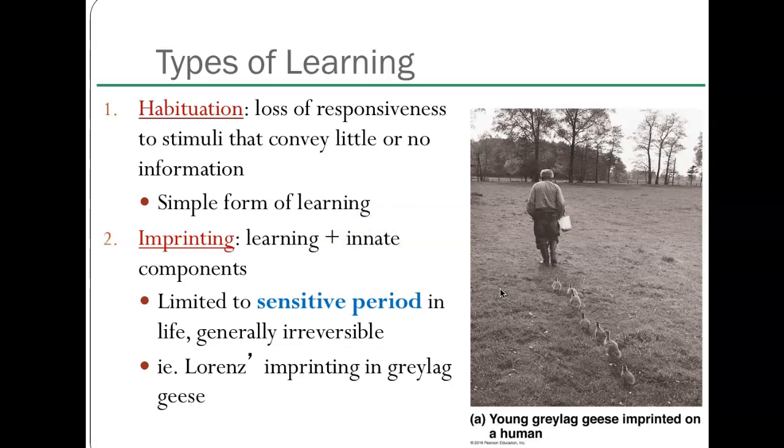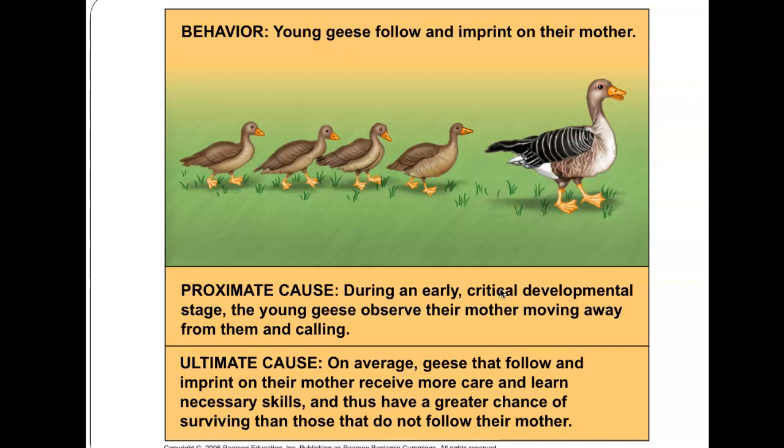And that's just supposed to increase survival, because if they follow the big thing they see right when they hatch, most likely that big thing is going to be their mom, and the mom's going to protect them, and they'll have a better chance at survival. So another example of proximate and ultimate cause.